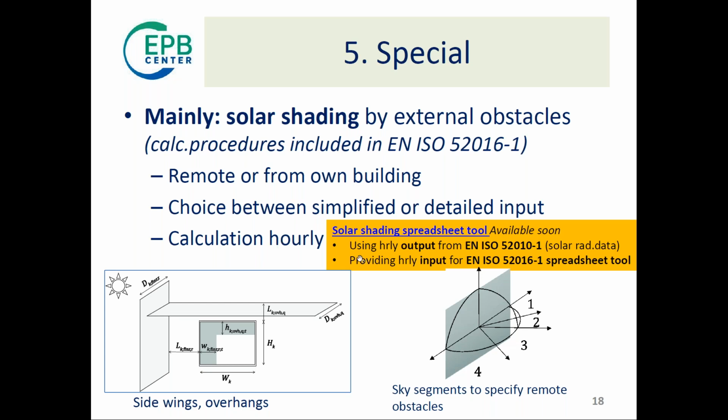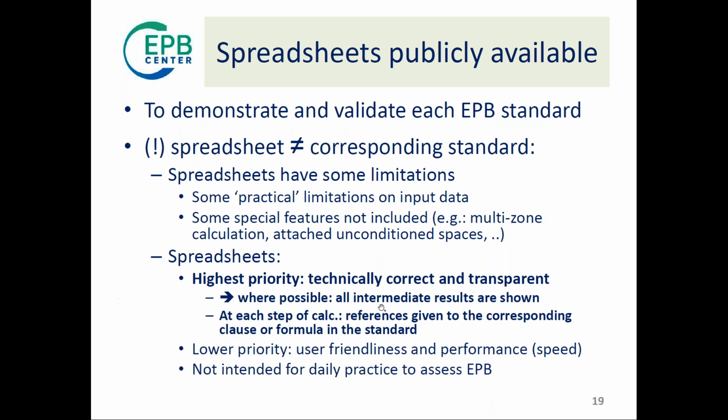There used to be a solar shading spreadsheet calculation integrated in the one on the climatic data, but we removed it from there to keep that one clean, and now we are developing an independent standard spreadsheet on the solar shading calculation, which will use the output from the EN ISO 52010 on the solar radiation data and provide hourly input for the calculation of the energy needs. But the connection has to be made, will be done at very short notice. So that covered the input data.